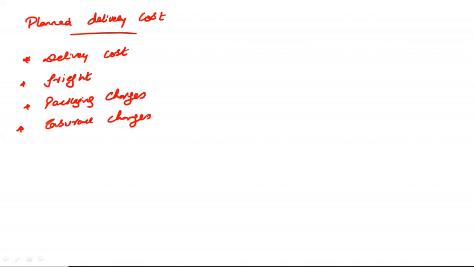Now, if you combine all these components into a single component, then you can name it as planned delivery cost. If you want to show this as individual components, then you can create delivery cost, freight, packaging material, and the insurance charges individually, so that it will be picture clear how much we have spent on the packaging charges, how much we have spent on the delivery cost, all those things.